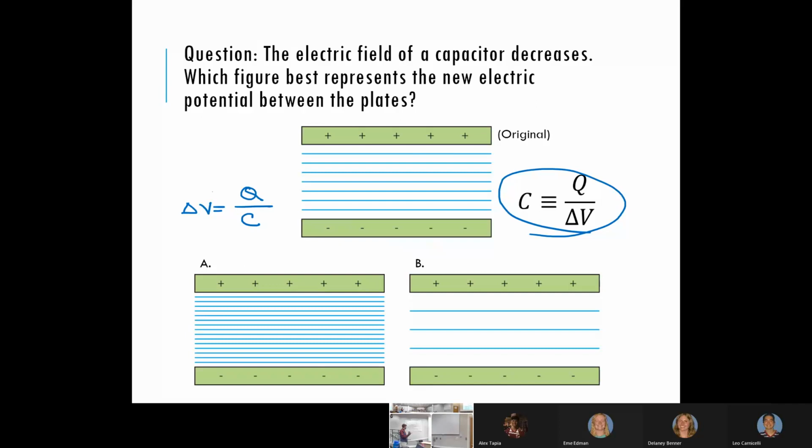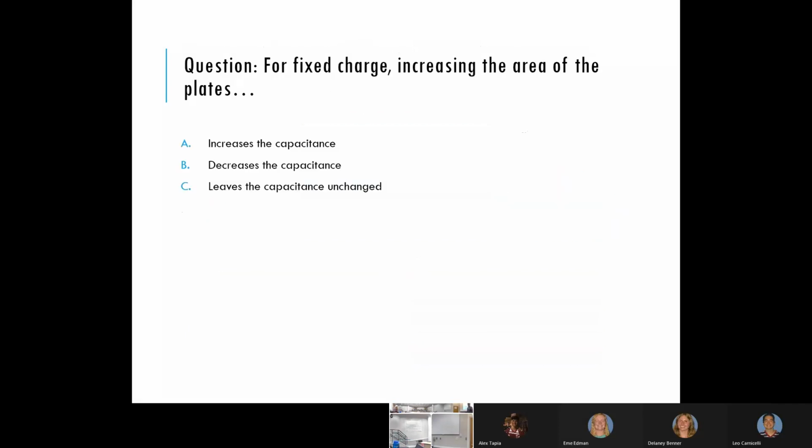So let's see if we can come up with an expression for the capacitance of a parallel plate capacitor that is based solely on the geometric properties. And we actually have everything that we need. We're just going to have to do a little bit of playing around with the equation.